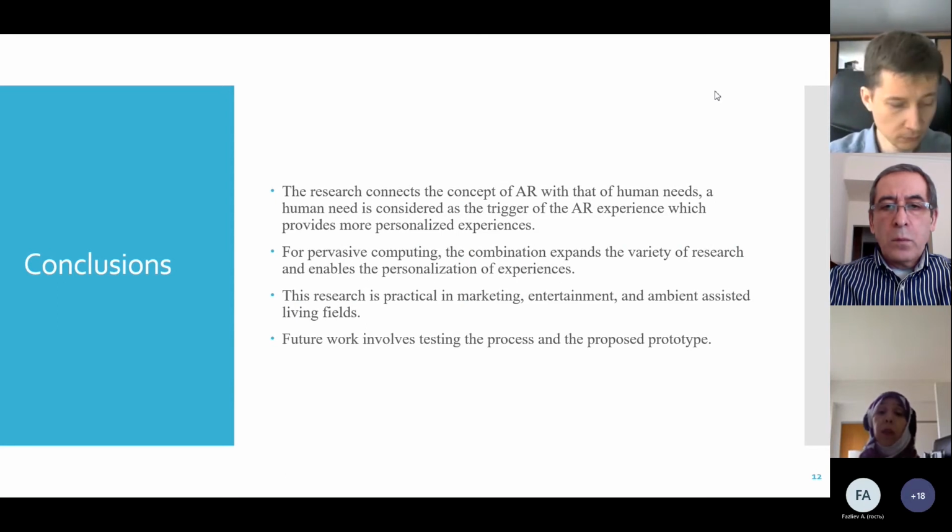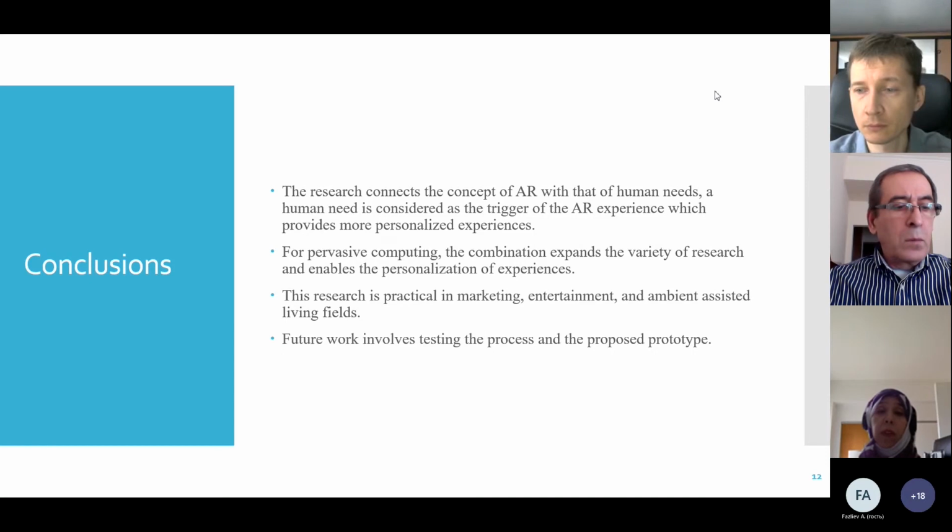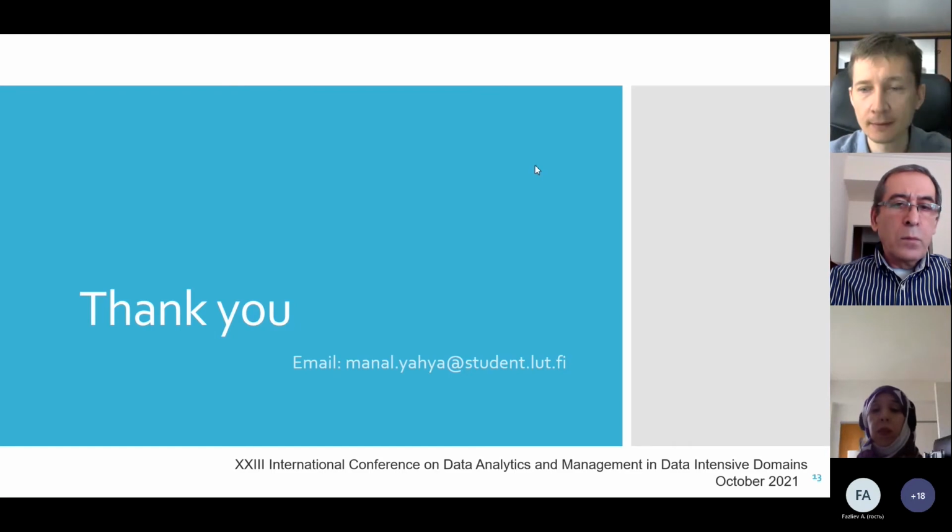And the future work involves testing this process and the proposed prototype architecture and actually collecting the data in order to validate this concept. So thank you so much for listening. This is the end of the presentation.